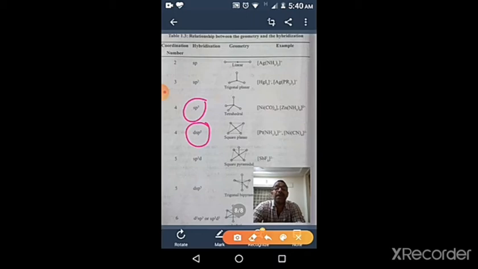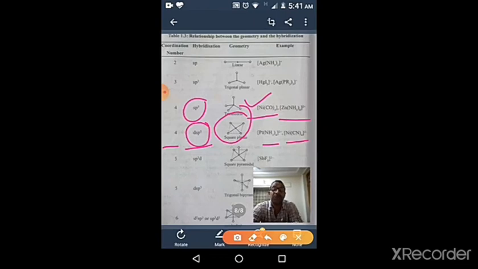If the central metal atom exhibits coordination number 4 with sp3, we expect a tetrahedral geometry. For example, tetracarbonyl nickel(0) and tetraamine zinc(II) ion. These are examples of tetrahedral geometry. Coming to coordination number 4 with dsp2 hybridization, we expect a square planar geometry. Examples of square planar complexes are tetraamine platinum(II) and tetracyanidonickelate(II) ion. So these are two examples of square planar complexes.